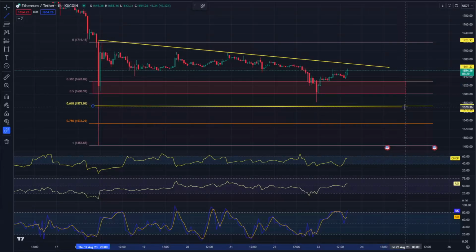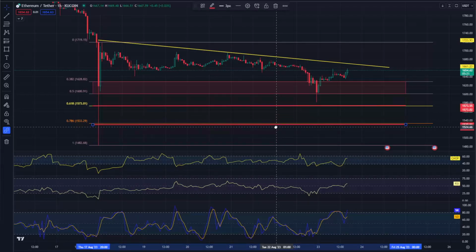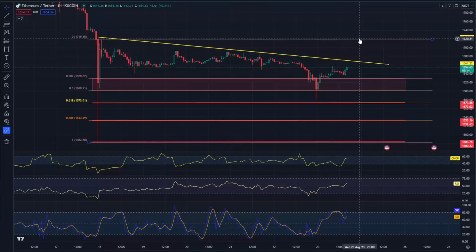A second support at $1,573. A third at $1,533, and then we have a strong support at $1,483.